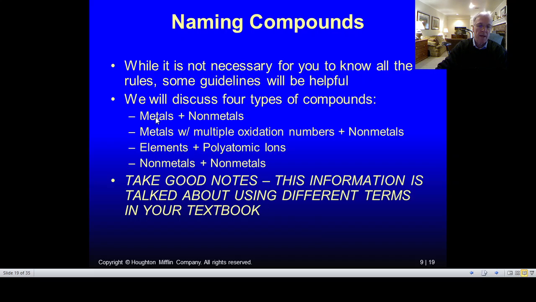We're going to talk about how metals combine with nonmetals, how metals with multiple oxidation numbers combine with nonmetals, how metals or other elements, nonmetals, combine with polyatomic ions perhaps, and how nonmetals combine with nonmetals. Now, of course, you got this PowerPoint and this video, but you might want to take some notes. As I mentioned, this material is not the material from your book.